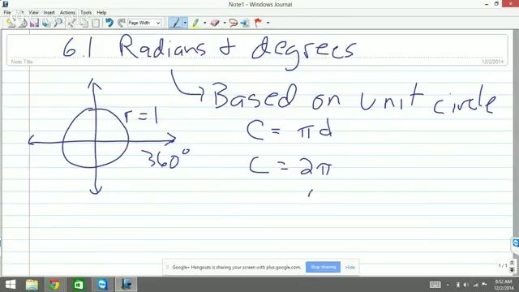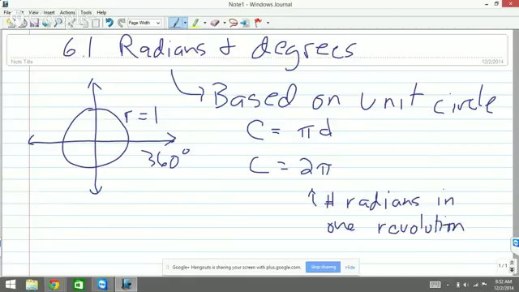2 pi is the number of radians in 1 revolution. So 2 pi is how many degrees? One revolution's 2 pi radians. Yeah, 360 degrees, right?